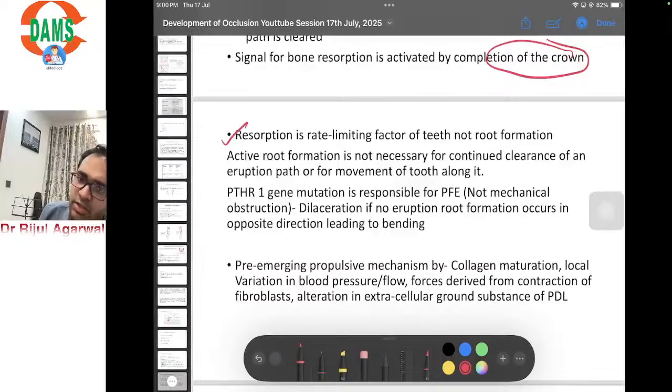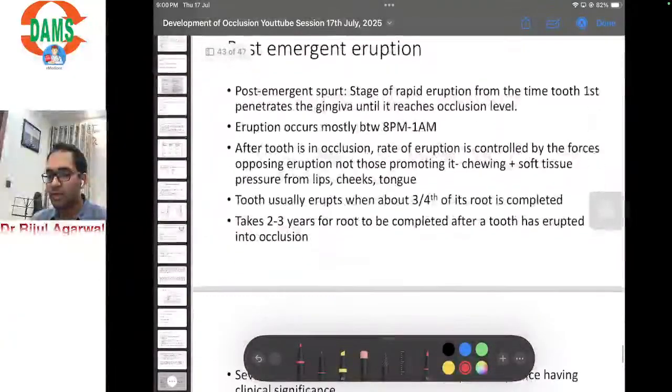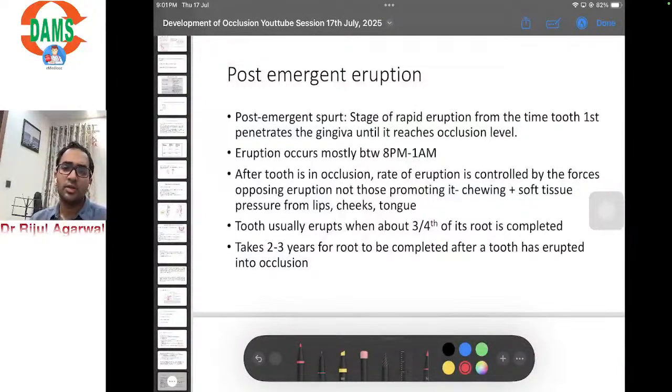So the pre-emergent propulsive mechanism is provided by collagen maturation, localized variation in blood pressure and flow, and the forces derived from the contraction of fibroblasts or alteration in the extracellular ground substance of the ETL. Next comes the post-emergent eruption. It is the stage of rapid eruption from when the tooth first penetrates the gingiva until it reaches the occlusion level, and mostly occurs between 8 p.m. to 1 a.m. After the tooth reaches occlusion, the rate of eruption is controlled by the forces which are opposing the eruption, not those promoting it.